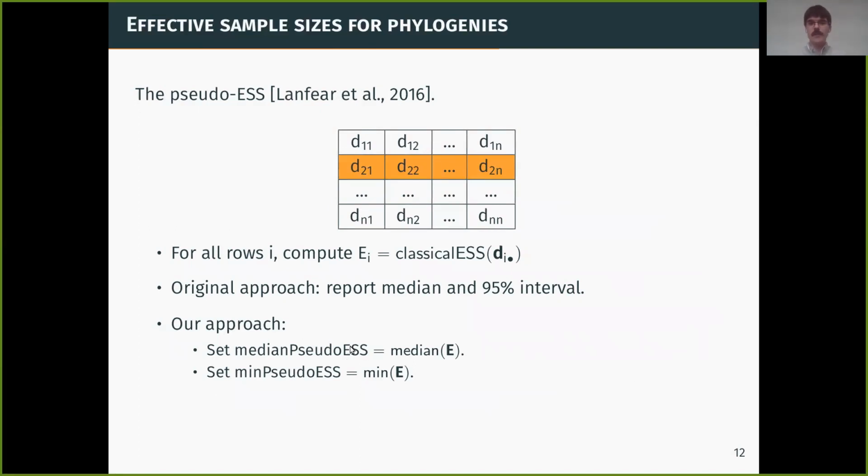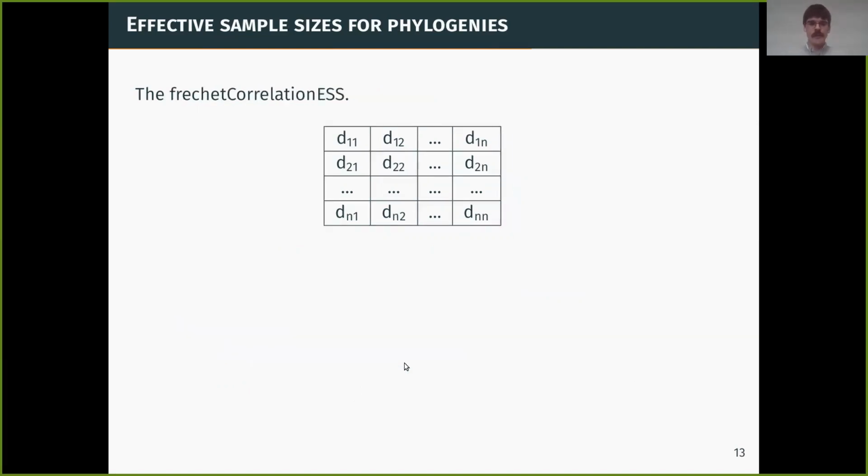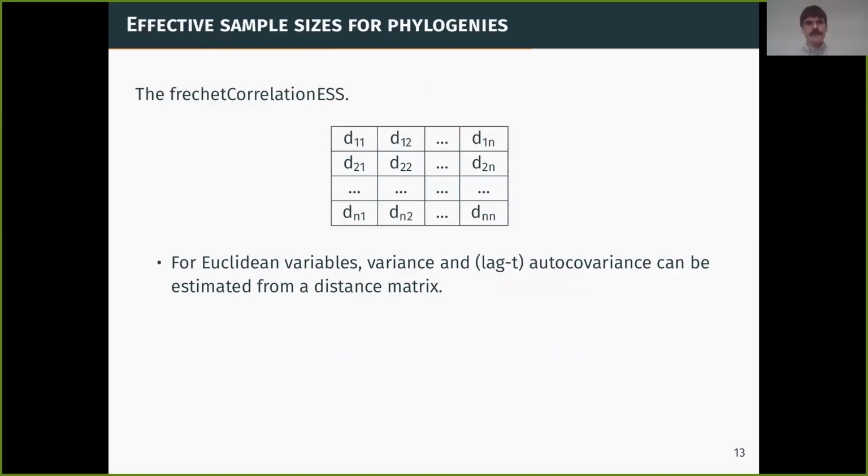We're going to call one the median pseudo-ESS. That's just the median of these pseudo-ESSs. And the minimum, which is just the minimum. The minimum is sort of our conservative threshold, we might think, and the median is, well, hopefully a little more accurate in general. The other thing we're going to do is called the Fréchet correlation ESS. This one is a little more involved. To understand it, we need to know that for a Euclidean variable, we can use the distance matrix to estimate both the variance and the lag-t autocovariances.